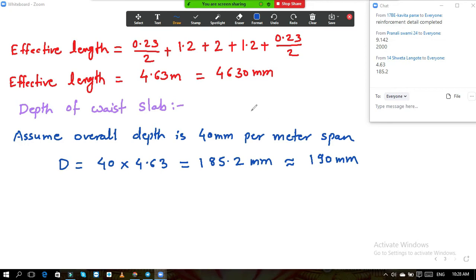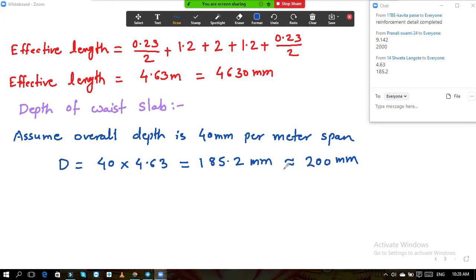Okay. So we will go for some safer side. If you want, you can round up this to 200 also. Let us go for 200. 190 is also safe, but in case it comes unsafe, then we need to again redo these calculations. So we will go for overall depth of 200.